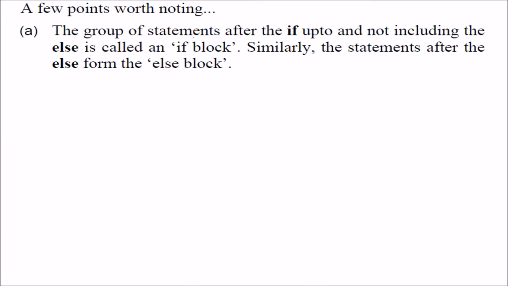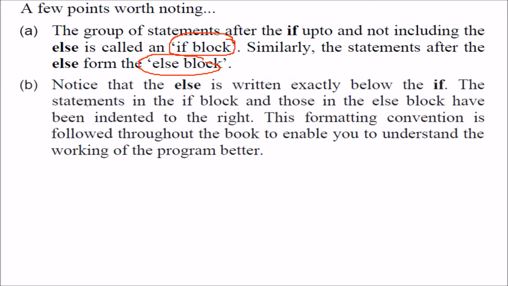So there are certain points. The group of statements after if, up to and not including else, is called the if block, and the statements after the else form the else block. So in an if else construct, we have an if block and an else block. You also see that else is written exactly below if. This is indentation, a formatting, because you can have multiple if else inside if else's. So the indentation or the formatting has to be very clear.